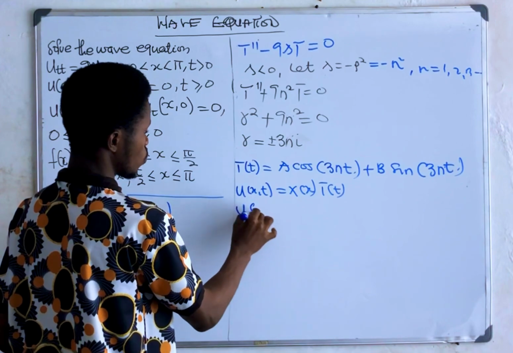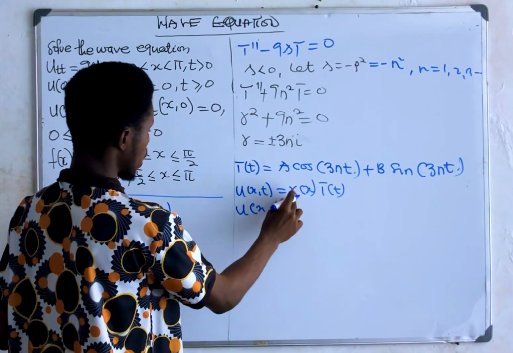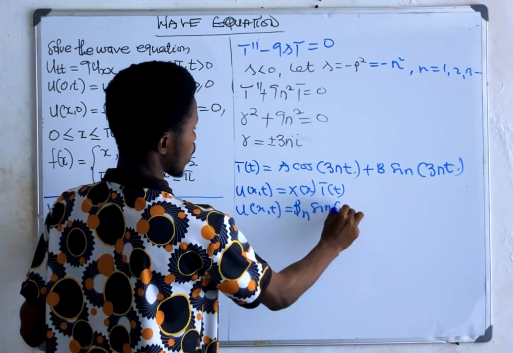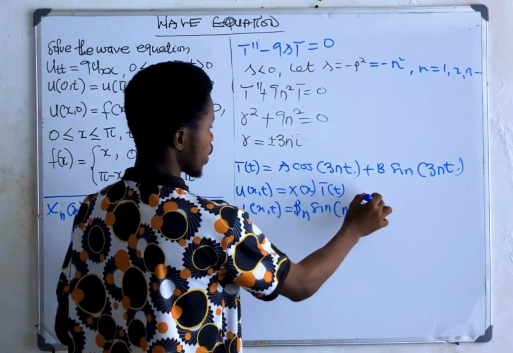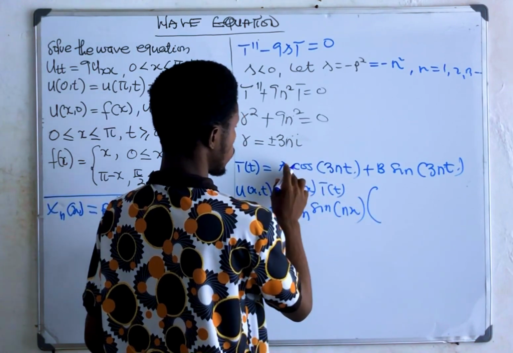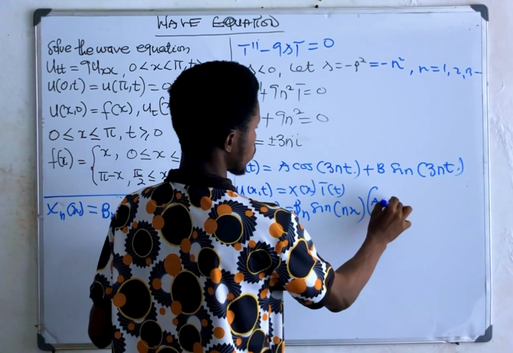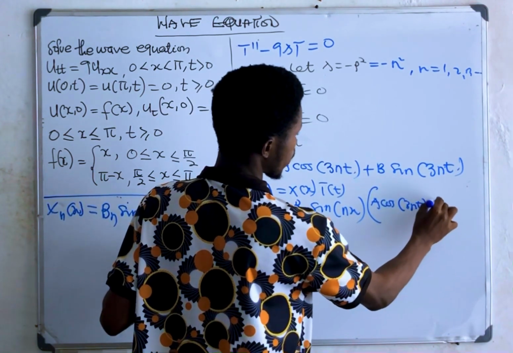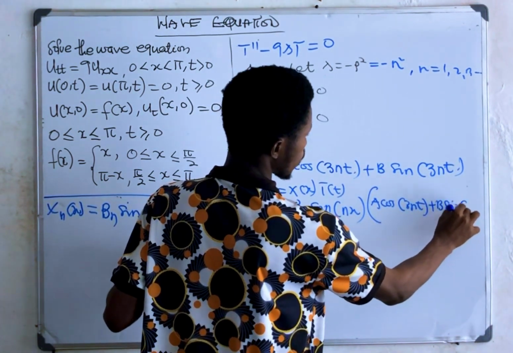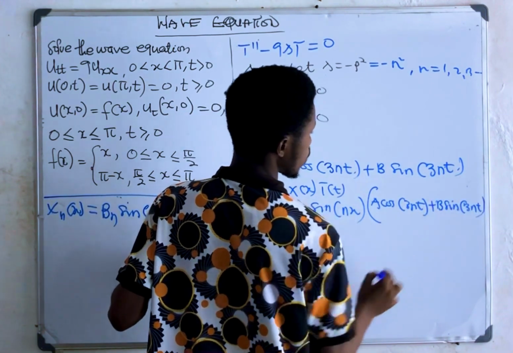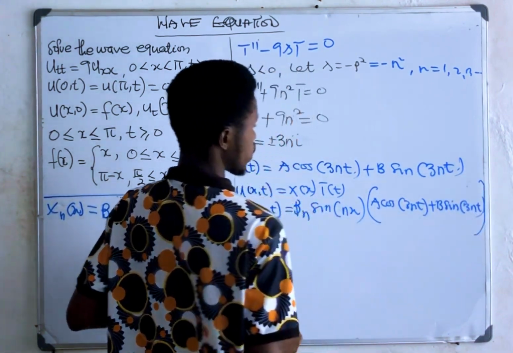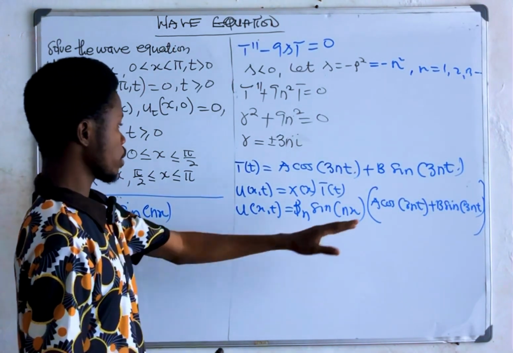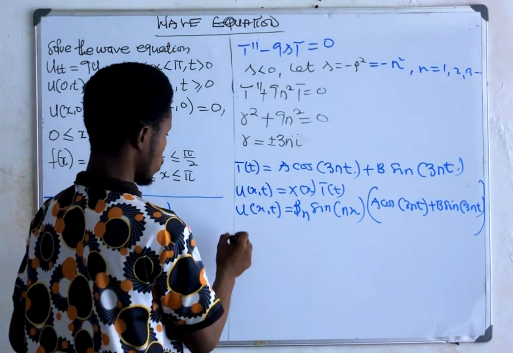So my u(x, t) equals X of x, which we had as bn sine nx, and it is multiplying the whole of a cos 3nt plus b sine 3nt. Then you close the brackets. So this is what you're going to get. Let's multiply through and see what we are going to have.